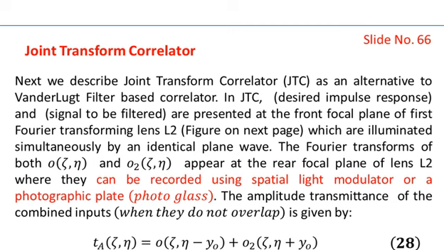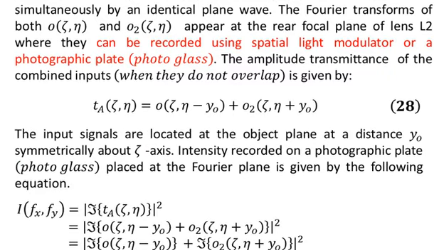The Fourier transform of both O1 as a function of zeta and eta and O2 as a function of zeta and eta appear at the rear focal plane of lens L2, where they can be recorded using a spatial light modulator, or on a photographic plate or on photo glass. The amplitude transmittance of the combined input when they do not overlap is given by TA, that is the amplitude transmittance of the object as a function of zeta and eta, equal to O1 located at the coordinate zeta comma eta minus y0, plus the object O2, which is located at the position zeta comma eta plus y0.